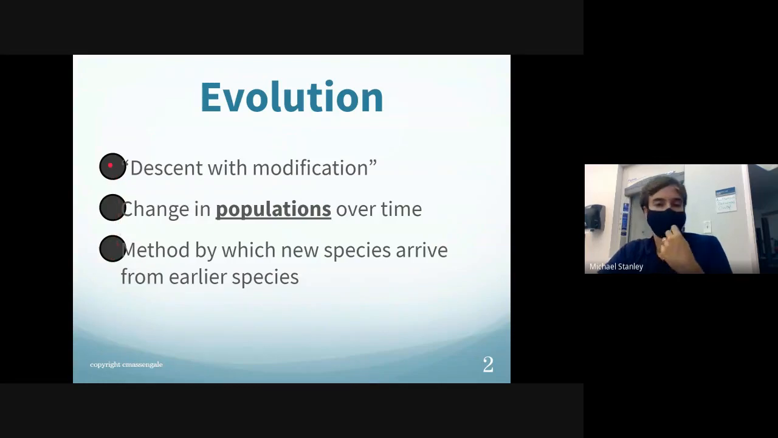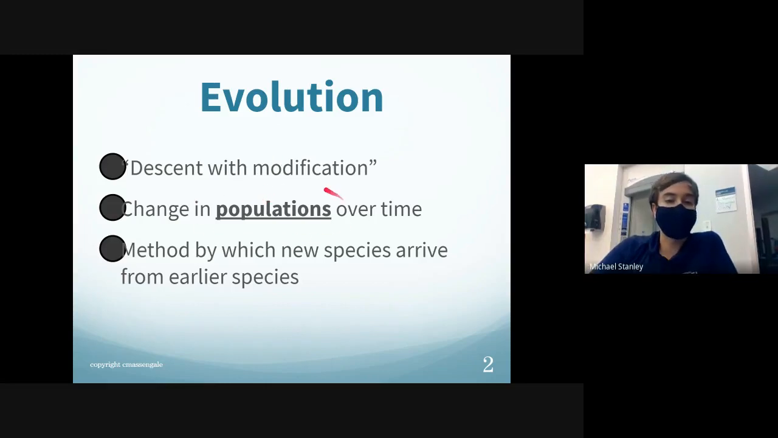Anyways, so evolution is also sometimes referred to as descent with modification, meaning that our modern day organisms, the plants and animals that live on Earth today, are descended from ancient organisms. They have ancestors from millions of years ago, but they have been modified. One of the things that we talked about with evolution and with fossils is that the plants and animals that we have today don't look exactly like the plants and animals from millions of years ago. They have been modified. They look different than their ancient ancestors.